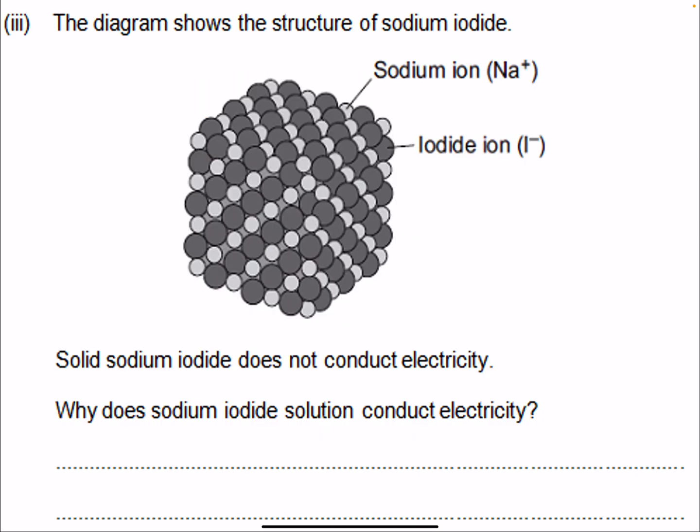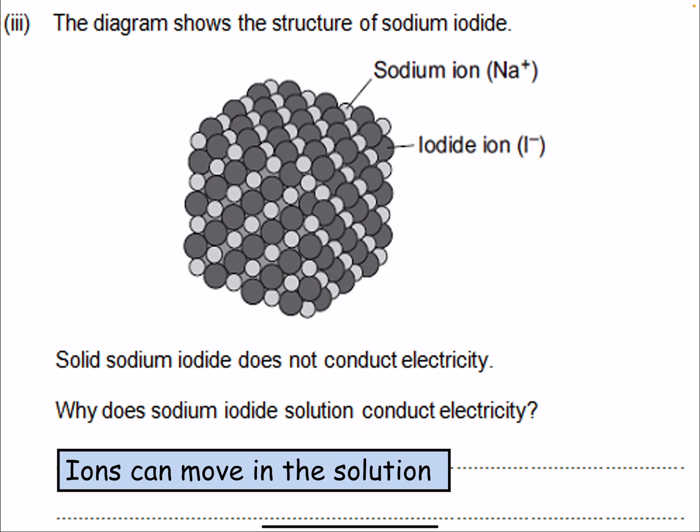This diagram shows the structure of sodium iodide. Solid sodium iodide does not conduct electricity. Why does sodium iodide solution conduct electricity? Pause the video here and have a go. Okay, the answer is, in a solution the ions are free to move, whereas in a solid the ions are in a fixed position and they're unable to move.